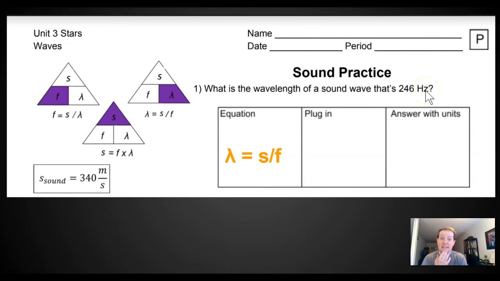Ooh, a difficult question. Let's see. Let's try and figure it out. For the equation, what equation do I use? Well, that is from what do I want to calculate? So look at number 1. What do I want to calculate? Do I want to calculate frequency? Do I want to calculate wavelength? Or do I want to calculate speed?